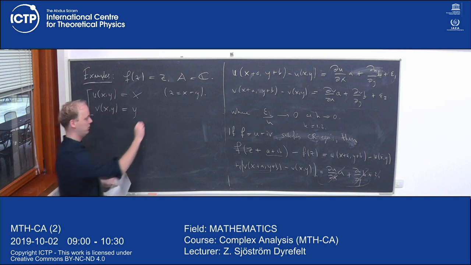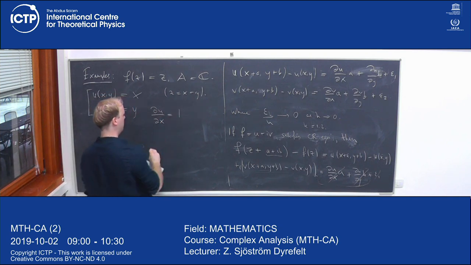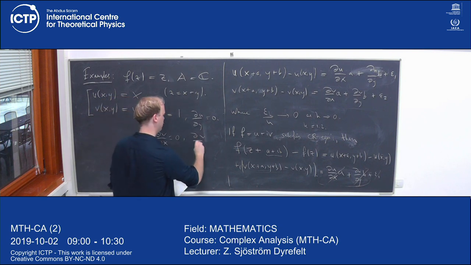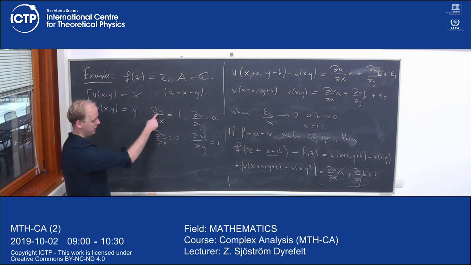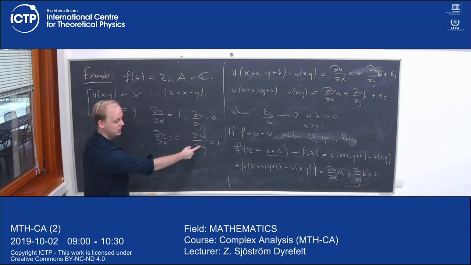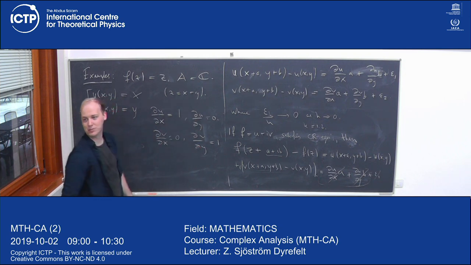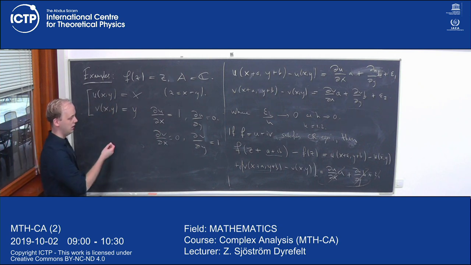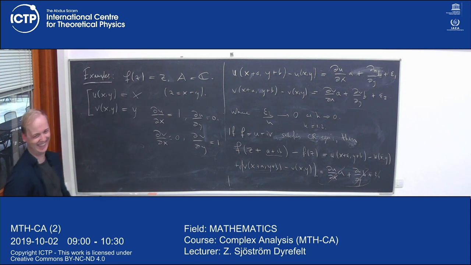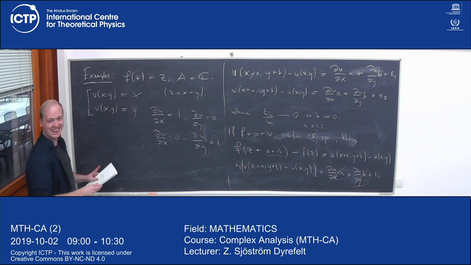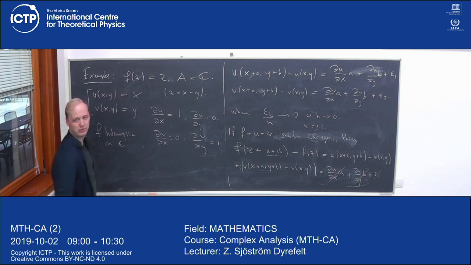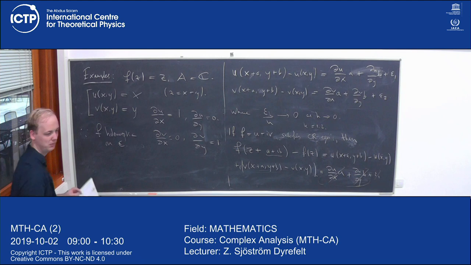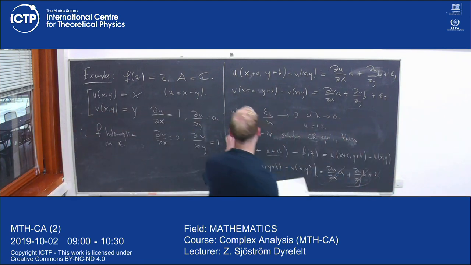So we have this, and then what do we get? We get partial u partial x is equal to 1, partial u partial y is equal to 0, partial v partial x is equal to 0, partial v partial y is equal to 1. And the Cauchy-Riemann equations, what did we need? We needed this one to be equal to this one, which is okay, and then we needed this one to be minus this one. This is also okay, because minus 0 is 0. And continuous. So that's okay. So f is holomorphic on all of C. This is what we will later call an entire function, by the way. If you're holomorphic on the entire complex plane, you're called entire.